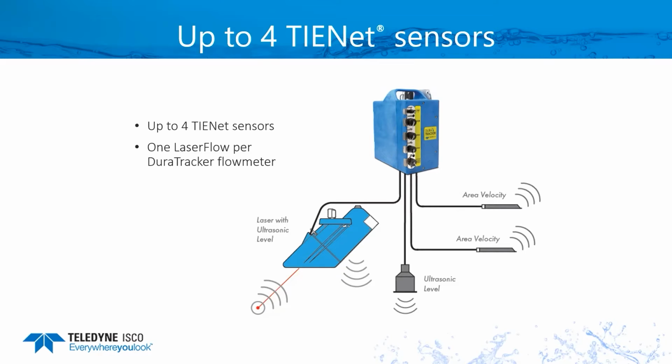The one slight limitation with the DuraTracker over maybe some of you that have used Signature is that we can use 1 laser, but we can use 4 of the TIENet sensors. So in this case, we're saying, let's use a couple area velocities, maybe an ultrasonic for an overflow level. And then maybe in our main line, we want to use a laser.